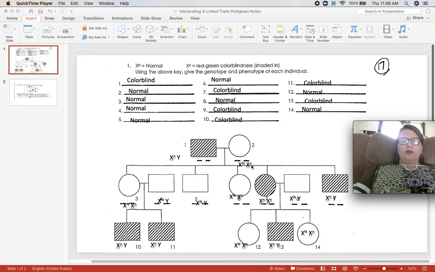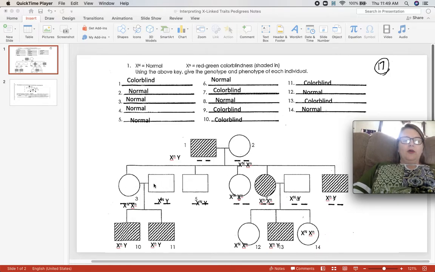The reason I knew to put X lowercase n here is because she has children that are colorblind. For example, her son here, he had to get his only X from her, because he has to get a Y from his father, or he's not a he, then he's a she. So he got the Y from his father, he had to get an X from his mother, and that happened to be a colorblind X. So I know that she now must be X capital N, X lowercase n, because even though she doesn't have the trait, she did pass it on to her son and to her daughter.